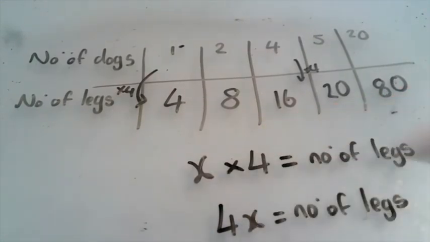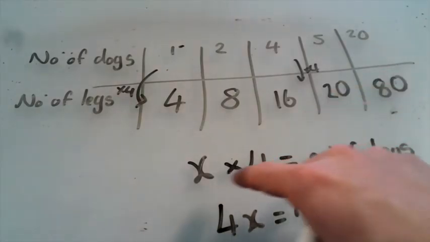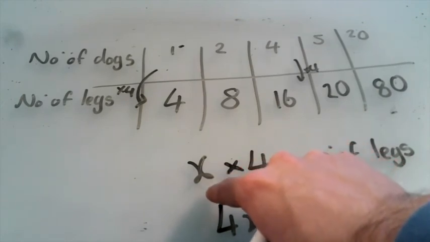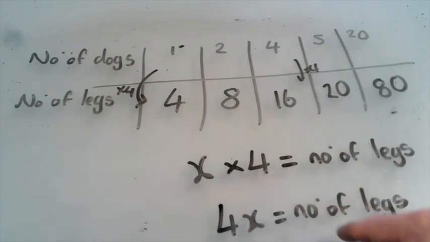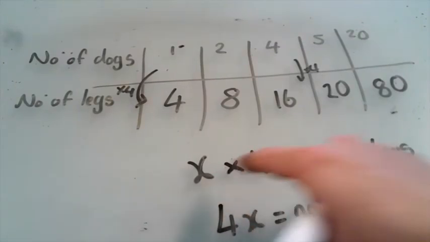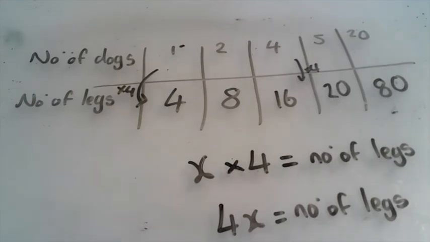All that x means is, if we had 30 dogs and we wanted to work out the number of legs, we would put 30 in place of x. So we'd do 30 times 4, which would then give us 120 legs. That doesn't necessarily need to be an x. That can be any letter. It just shows that any quantity can be inputted.